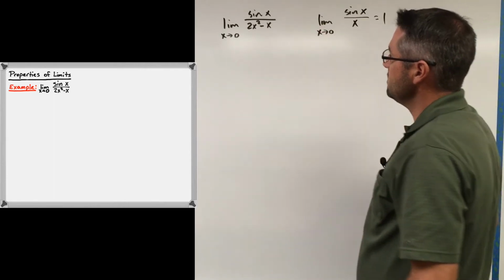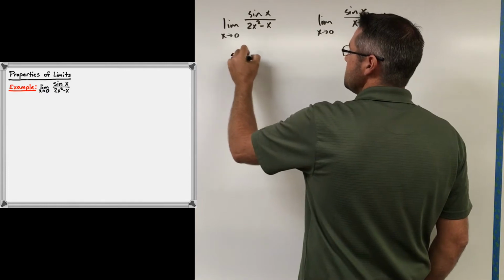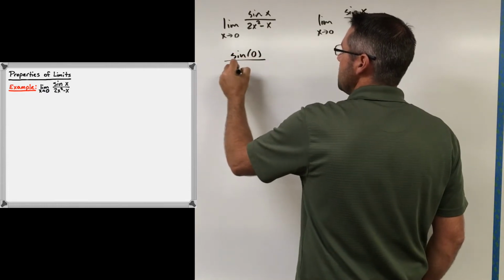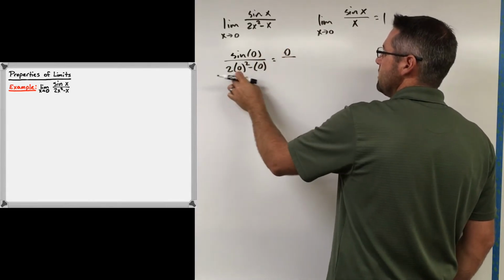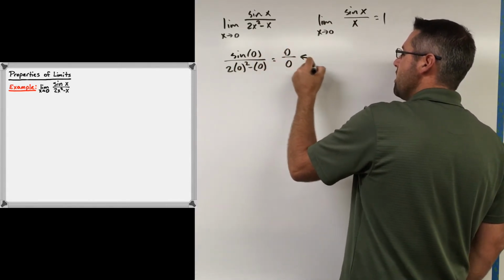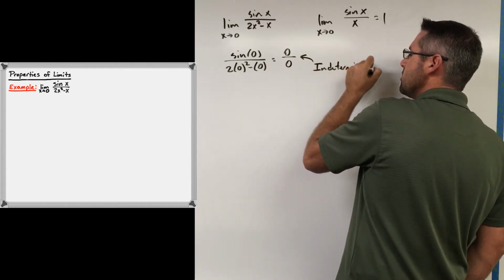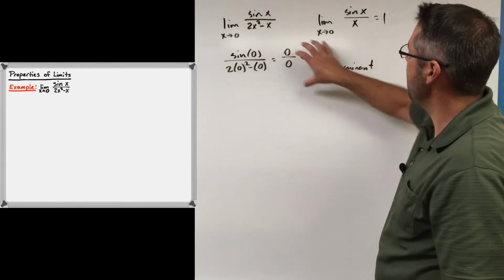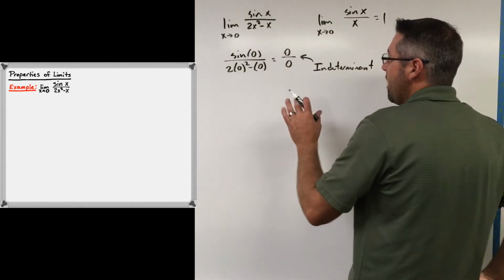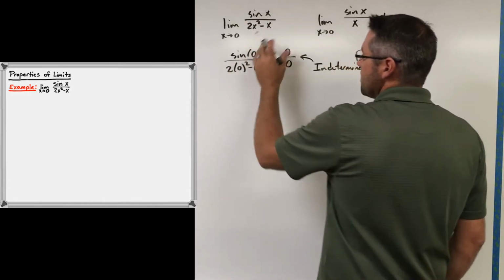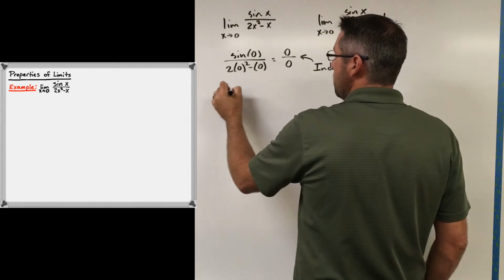So remember, let's go ahead and try substitution. That would be sine of 0 over 2 times 0 squared minus 0. Well, sine of 0 is 0, and then that on the bottom is 0. So what do we call that? That was indeterminate. I guess I should have done that before I talked about this, but I knew where I was going with this. So now I can rewrite this, and remember the next step is maybe to try to factor. And in fact, factoring will work here.